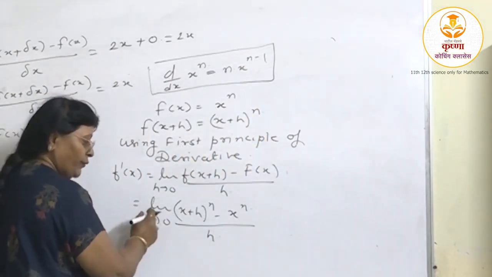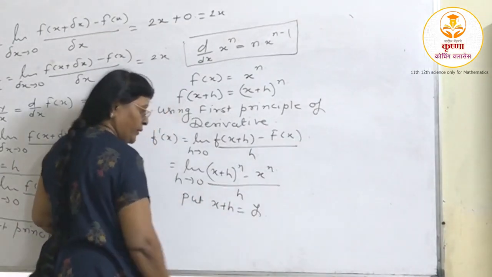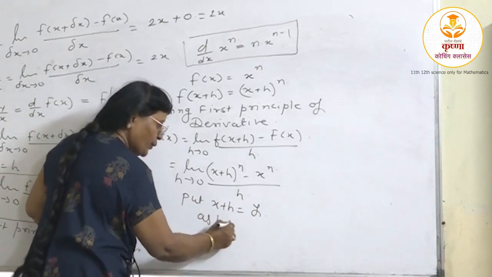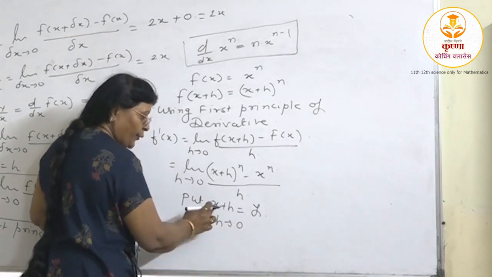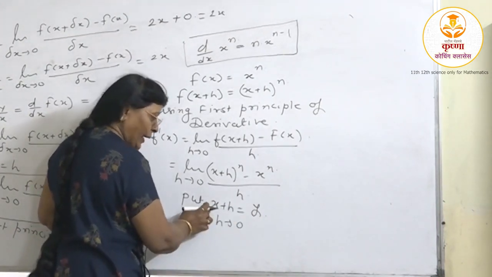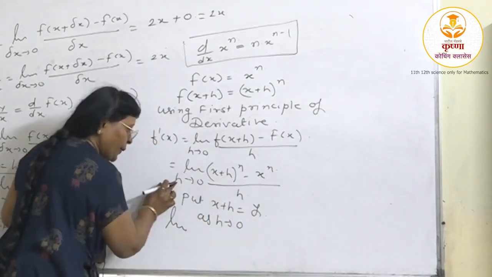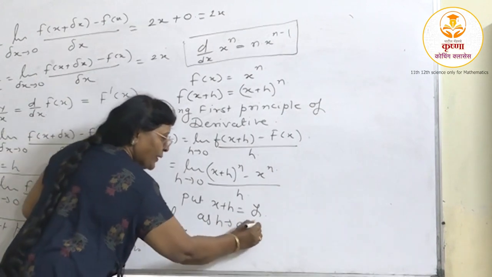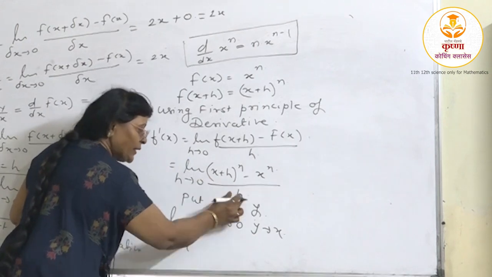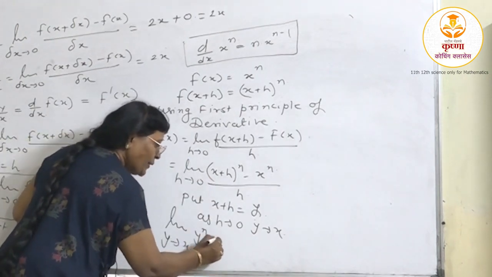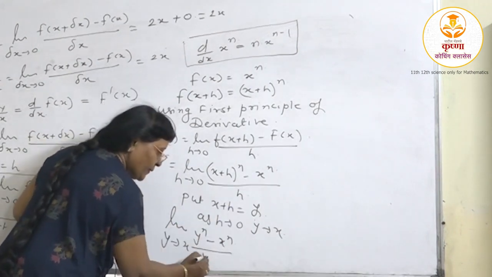Now to solve this limit, what do you have to do? Put x plus h equal to, suppose, y, as h tends to 0. What is the approximate value of h? 0. h is approximately equal to 0. Therefore y is approximately equal to x. Therefore you can change the limit: as h tends to 0, y tends to x. Now x plus h is nothing but y, so the numerator is y to the power n minus x to the power n. And h is nothing but y minus x.